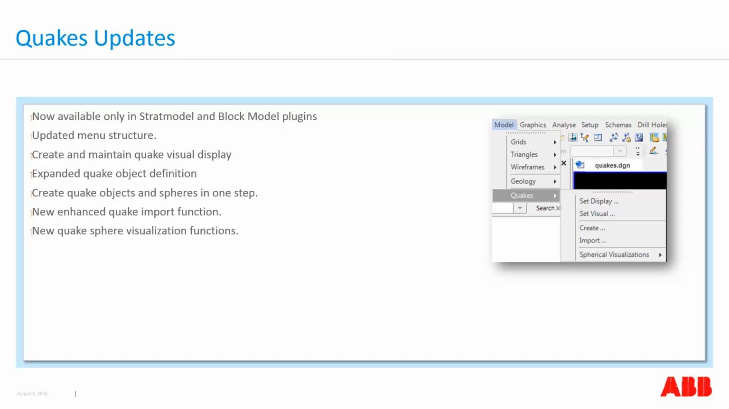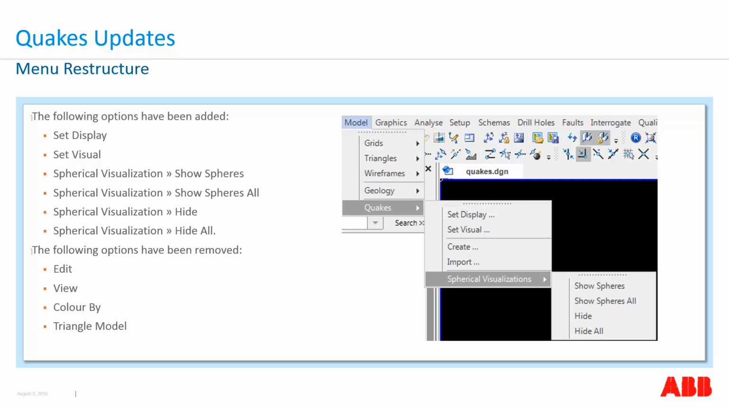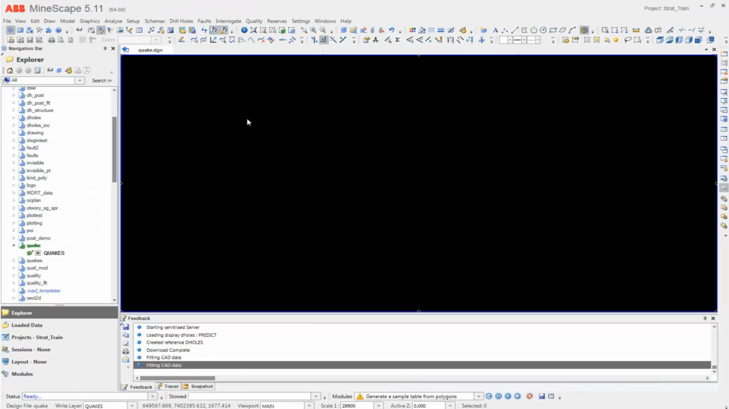We've created and maintained a Quake visual display now. You expand the Quake object definition. Creating Quake objects and spheres will happen in one step. There is a new enhanced Quake import function to allow for more attributes on the Quakes, and new Quake sphere visualization functions. I'll cover those in just a moment. The following options have been added: set display, set visual, and some spherical visualization functions. The following options: edit, view, color by, and triangle model have been removed, but those functions have been replaced by the new functions added in. So let me give you a bit of a demonstration.